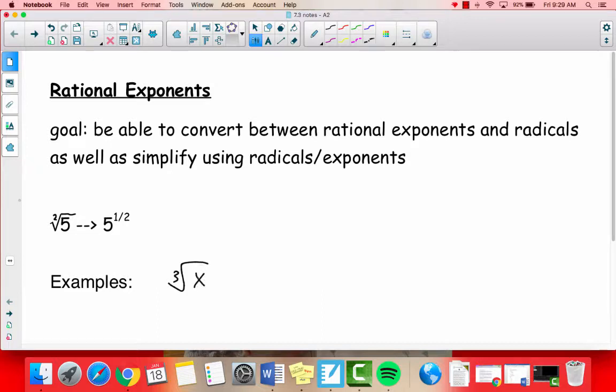This also might look something like this. The cube root of x would be the same thing as x to the 1/3. Or the fifth root of 2 would be the same thing as 2 to the 1/5. So notice that the index is going to become the denominator, and any exponent that is with the radicand would be in the numerator. So for example, maybe we had the fifth root of x to the 4th. That would become x to the 4/5. The index goes to the denominator, the exponent goes to the numerator, and then you'd be done. So knowing how to convert back and forth is really important.